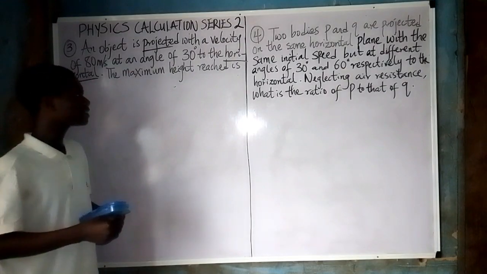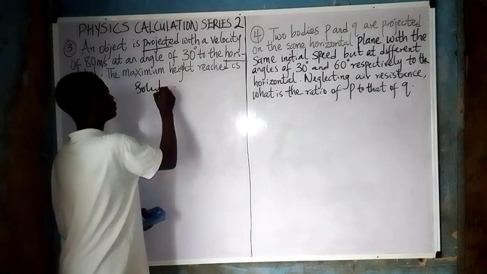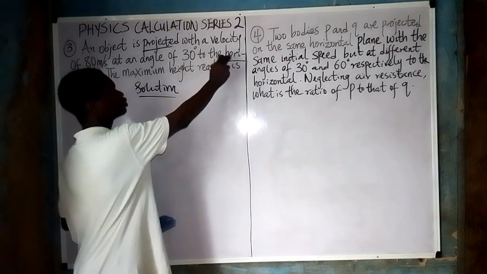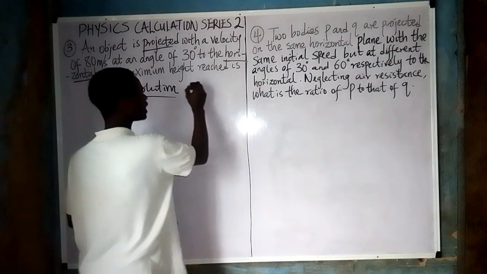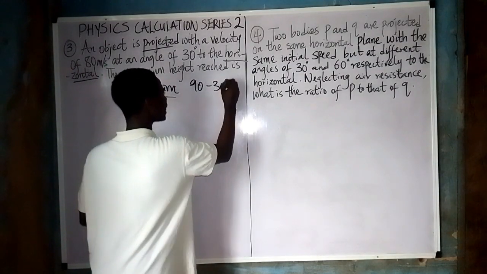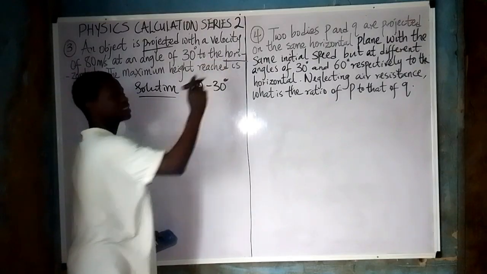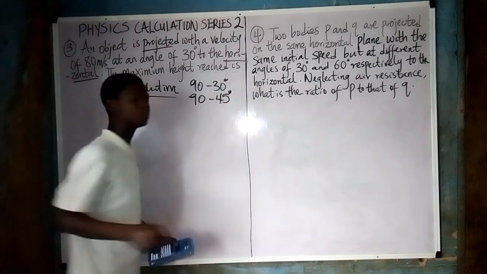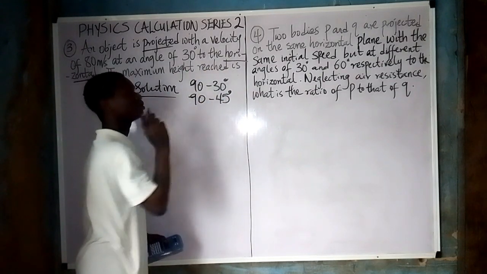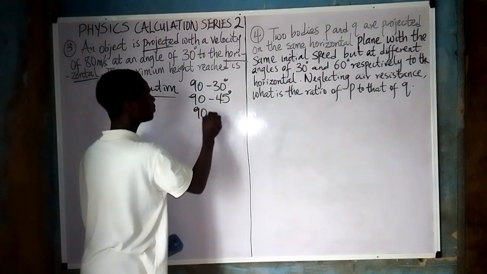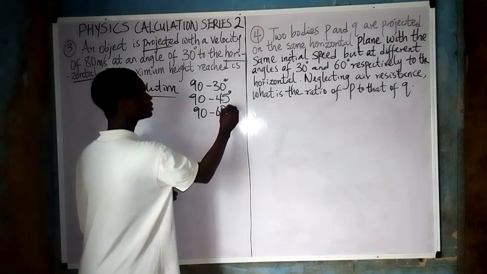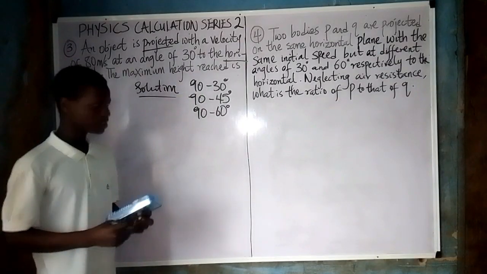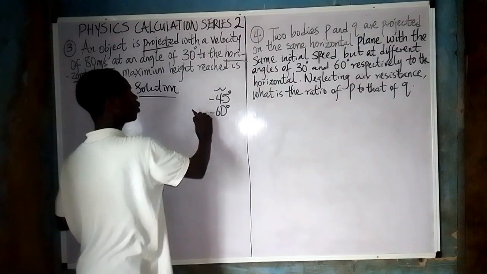So if you are going to ask me, what if the angle was given to the vertical, what do I use? If they said 30 degrees to the vertical, the value you will work with is actually going to be 90 minus 30 degrees. If it was 45 to the vertical, the value we work with is 90 minus 45 degrees. If it was 60 degrees to the vertical, the value we work with will be what? 90 minus 60. But because it was given directly to the horizontal, we work with the value like that. That's something I want to explain before we get started.